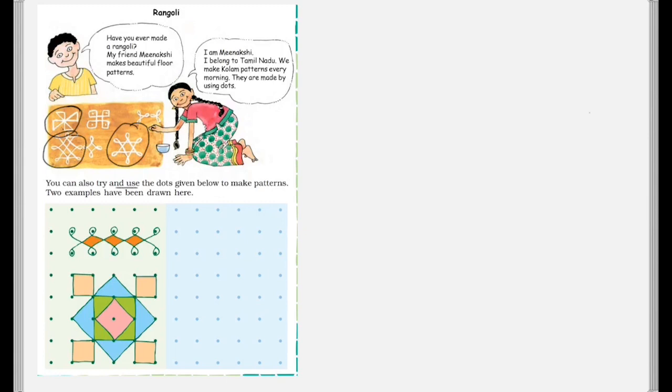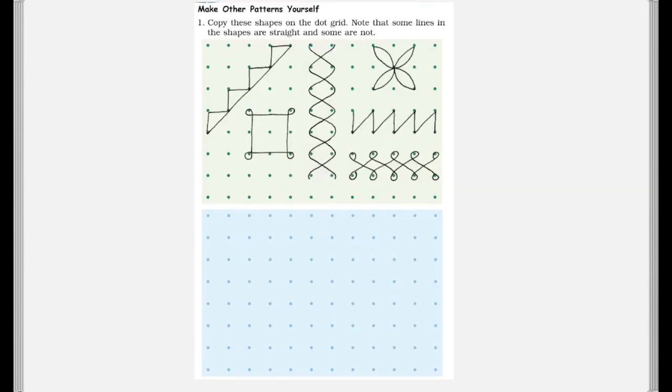You can also try and use the dots given below to make patterns. Two examples have been given for you. Okay, so you can also use these dots. Like I'll do one for example. Okay, you can make different triangular shapes like this. Just like I'm drawing. Okay, and then make certain rounds. So this is one pattern. In a similar manner you can make more patterns. Make other patterns yourself.